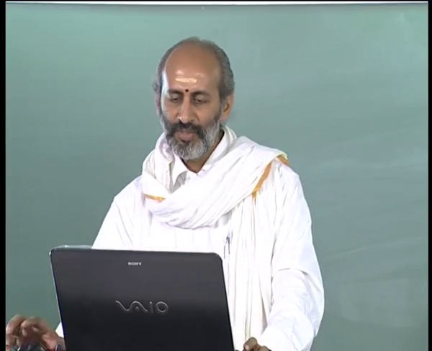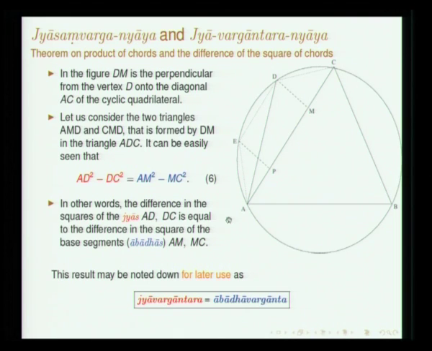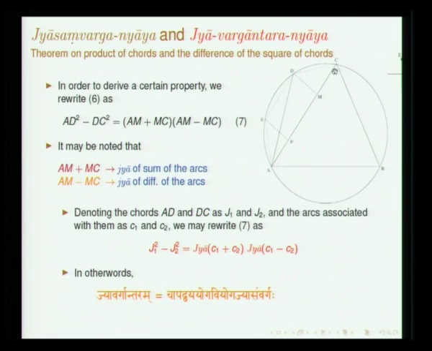That is why I just wanted to mention this. This result has to be kept in mind. It has nothing to do with the cyclic quadrilateral, it has to do with chords. The difference in the squares of the jyas is equal to the difference in the abadhas.